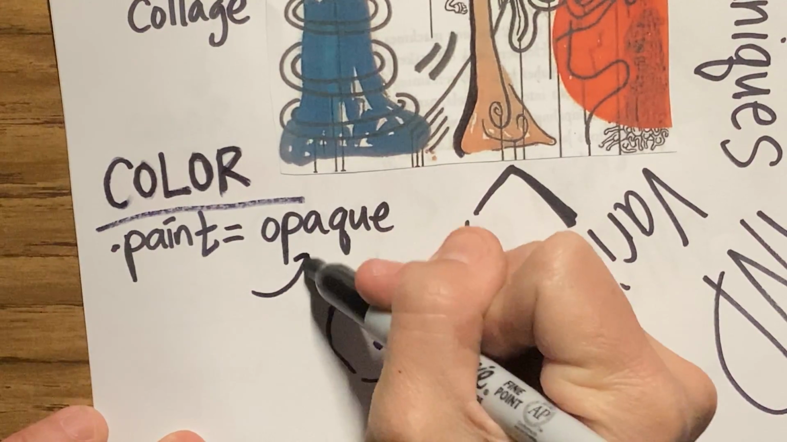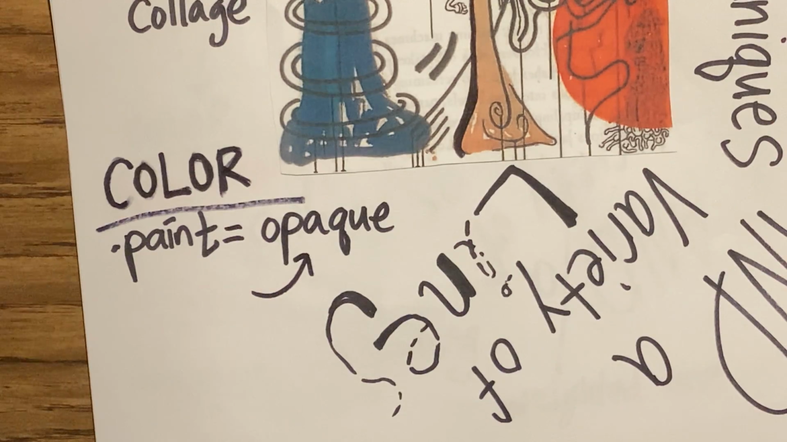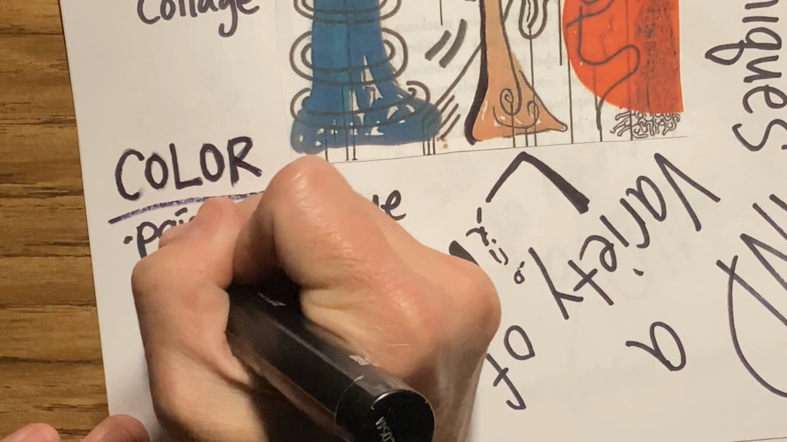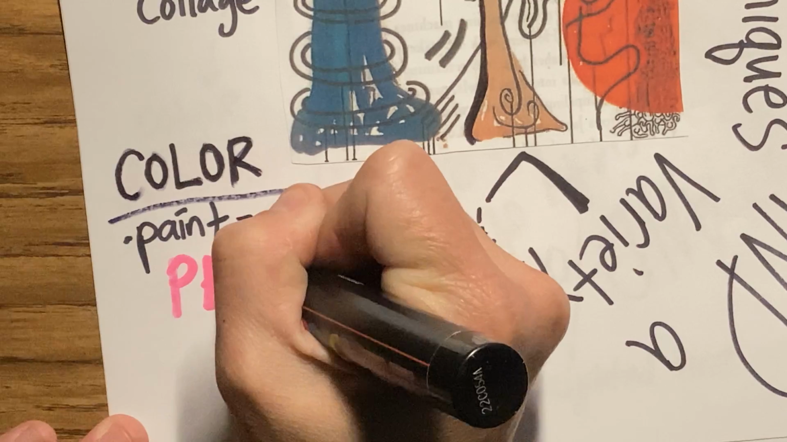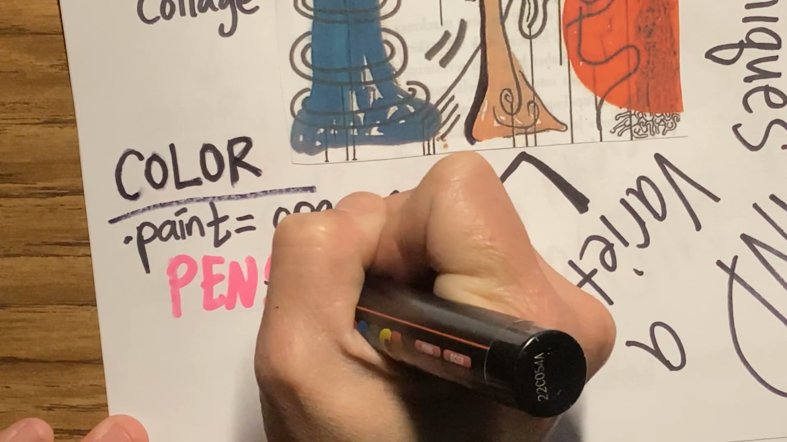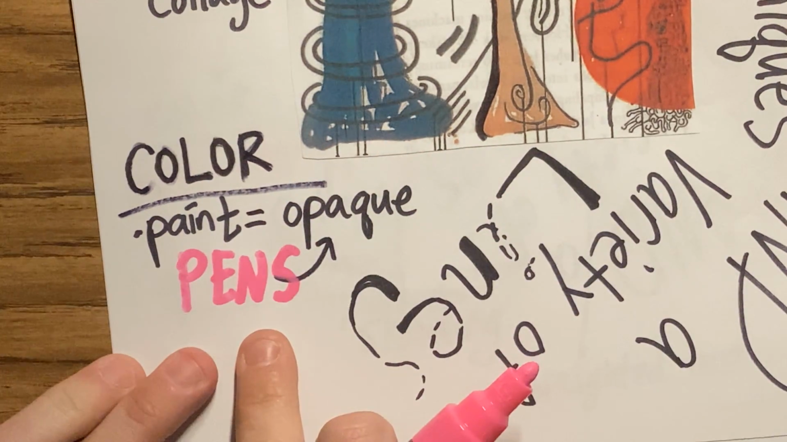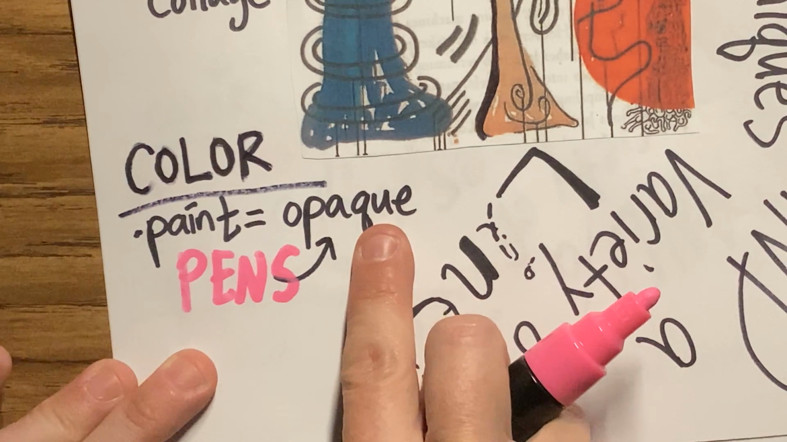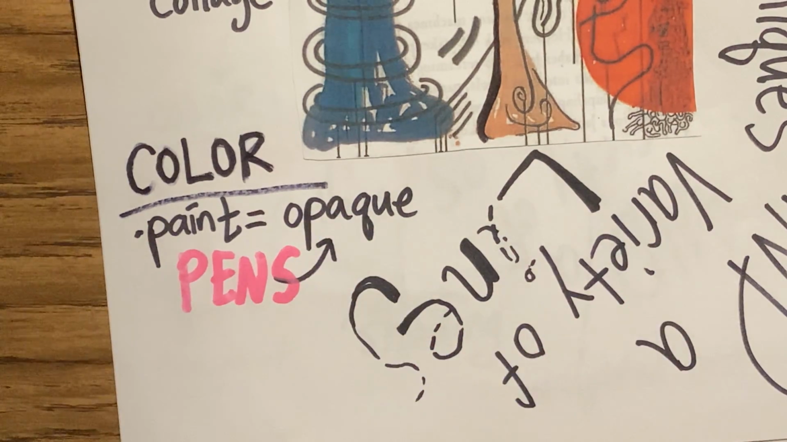Something else we can use that's opaque and it's less messy are these paint pens. So paint pens or paint markers, whatever you want to say, these will be solid and opaque. You won't see through them, not transparent.